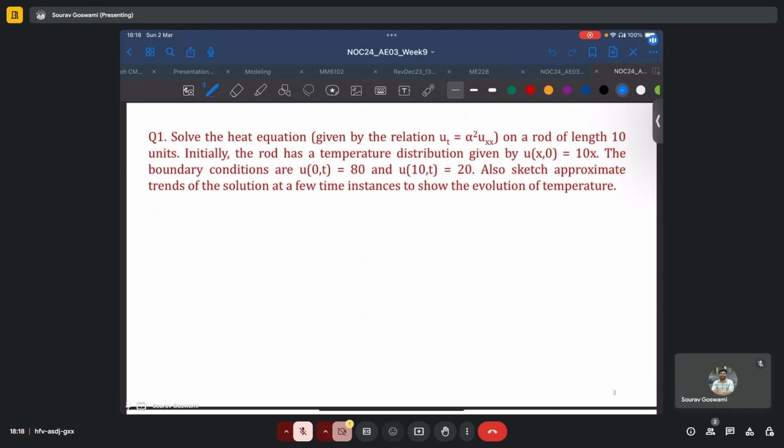And this is to be solved on a rod of length 10 units. The initial temperature distribution is also given to us, where the rod had initial temperature distribution given by the function u at x, 0 is equal to 10x. The boundary conditions are u at 0 comma t is equal to 80 and u at 10 comma t equals 20. So on the left and the right boundaries. Further, besides solving the heat equation, we are also asked to sketch approximate trends of the solution at a few time instances to show the evolution of the temperature.